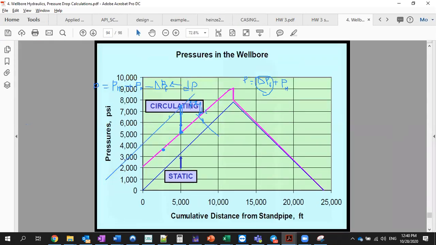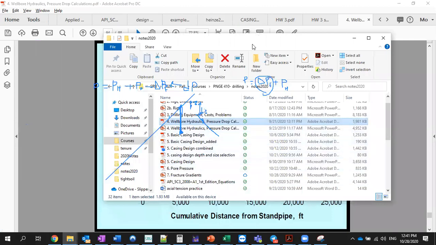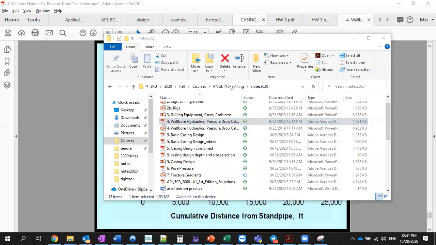All right, so let's continue quickly. So one or two questions from this part. How can I clean my screen? Annotate, clear. All right. Okay, cool. And I'm going to delete this. All right. So let's go to casing design.